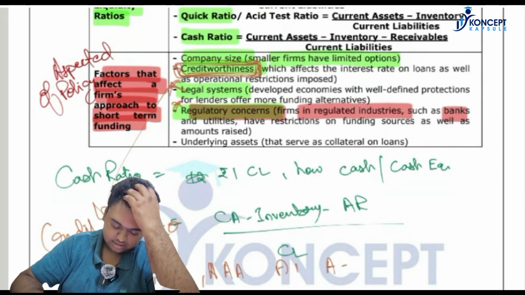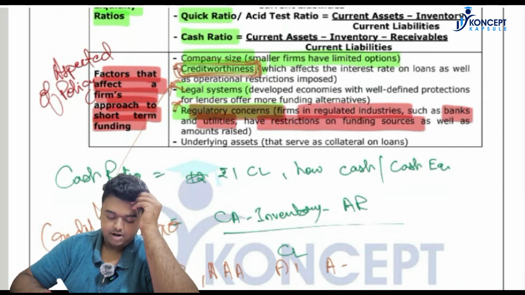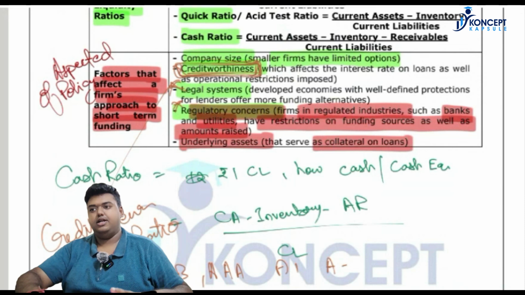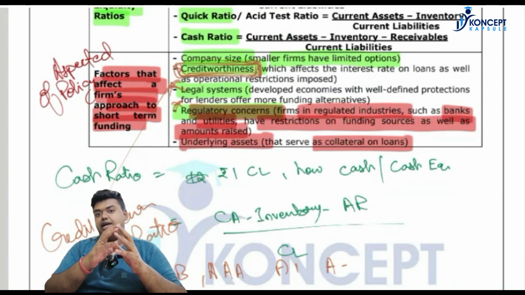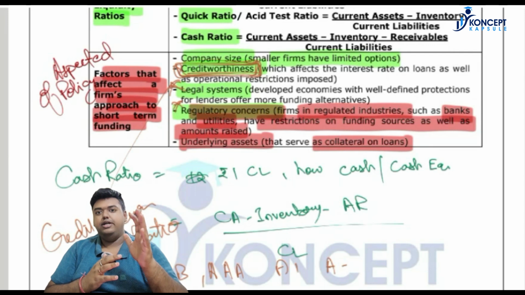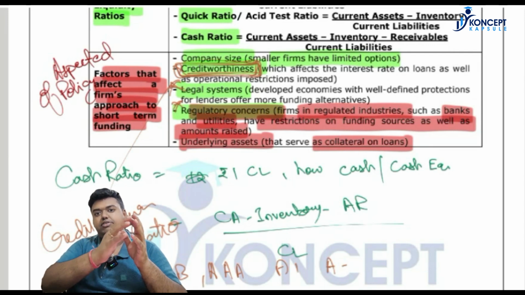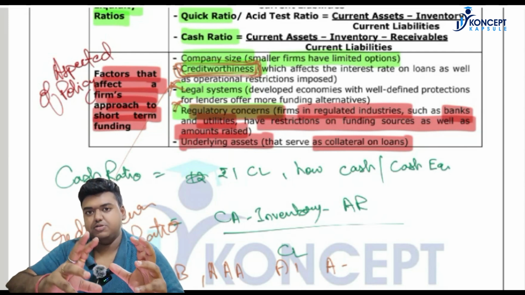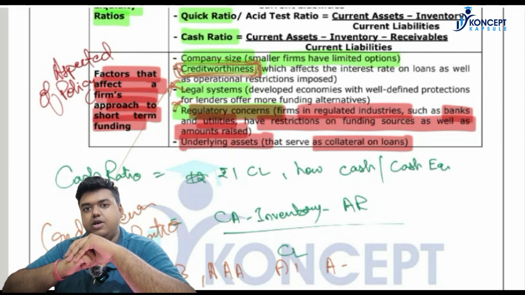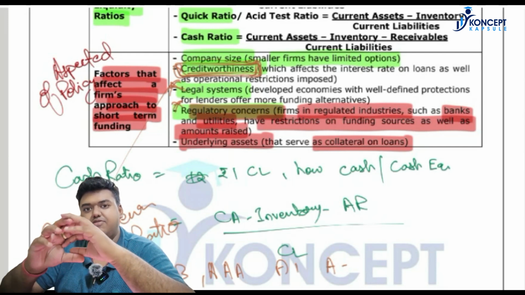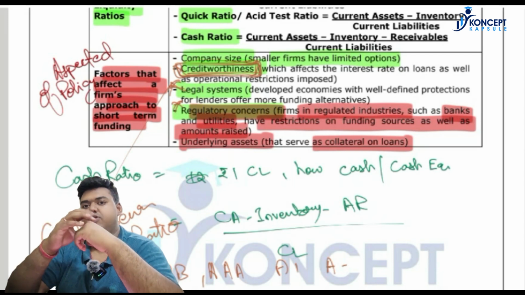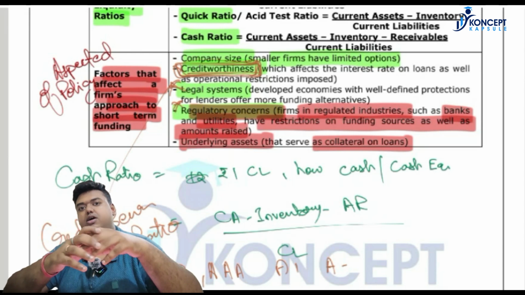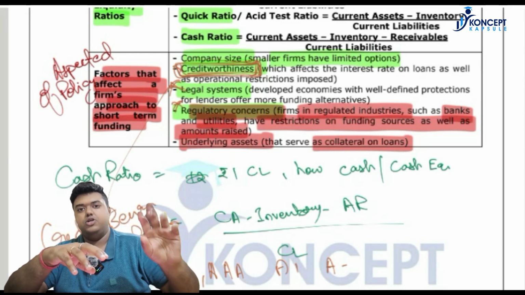Firms in regulated industries such as banks have restrictions on funding sources as well as the amount raised. Correct. And then the underlying asset: does it serve as collateral or not? Different kinds of business can have different kinds of underlying assets. For example, if you are in an infrastructure business, you will have a separate set of assets. If you are in an FMCG business, you will have a separate set of assets. If you are in an e-commerce business, the kind of assets you will have is different. Since the kind of assets you have is different, the channel through which you can raise funds will be different. By giving mortgages, that will also affect your ability and the decision about your short-term funding.